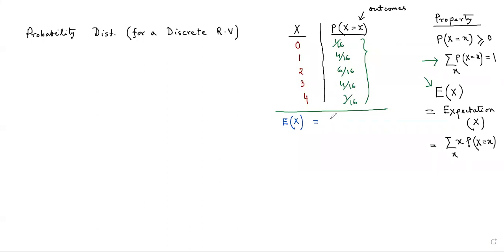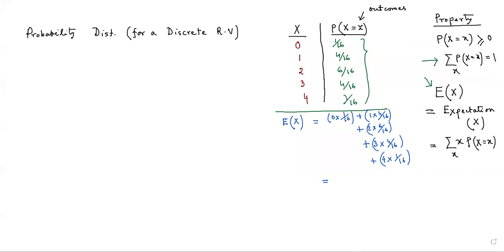What you need to do is multiply the values by their corresponding probabilities. So 0 will be multiplied by 1 by 16, 1 will be multiplied by 4 by 16, plus 2 will be multiplied by 6 by 16, 3 will be multiplied by 4 by 16, and 4 will be multiplied by 1 by 16. Okay, so what is the value coming?